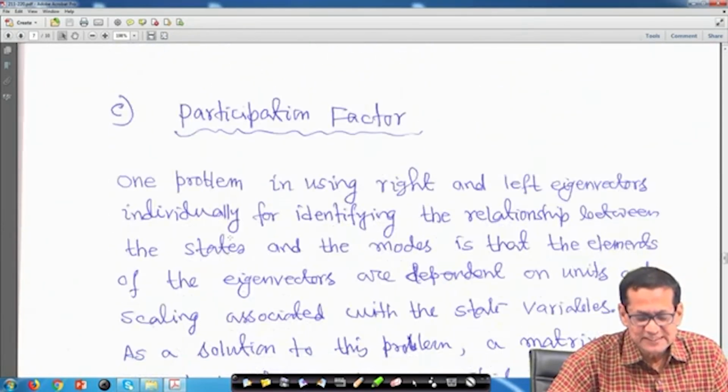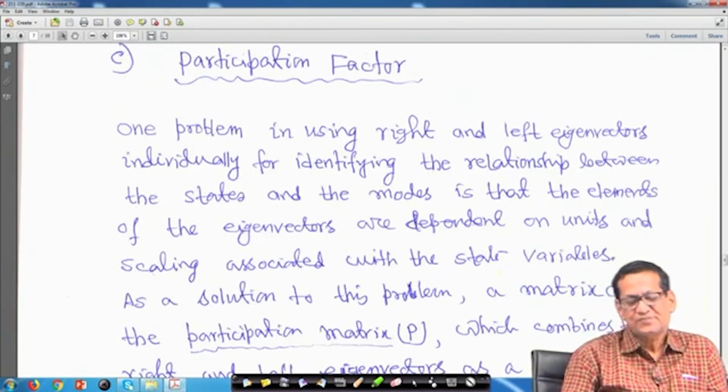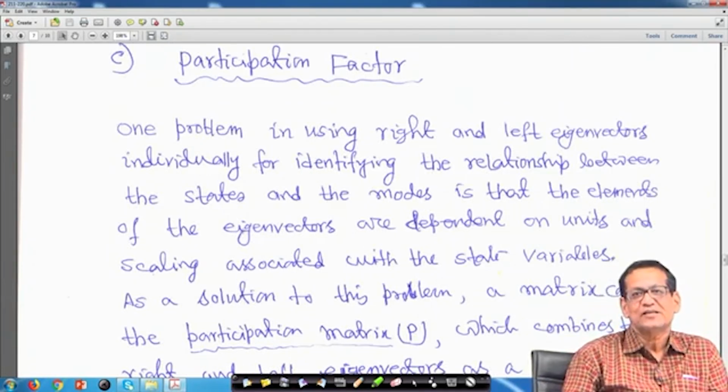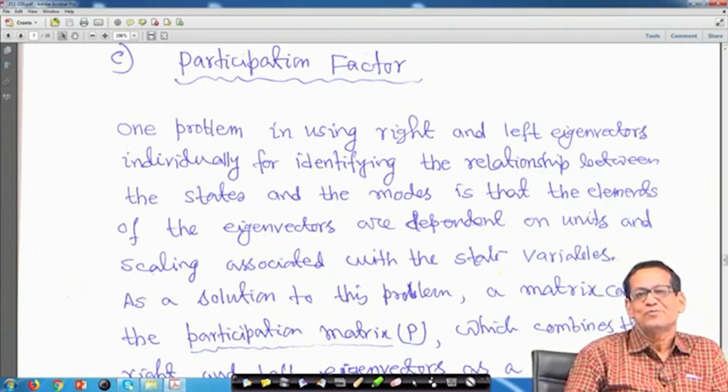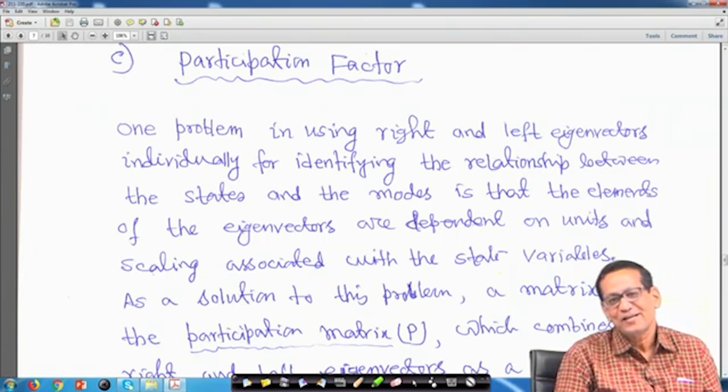Next, the most important thing, regarding participation factor. At the end we will see a couple more problems, and I will elaborately take a separate discussion after making this derivation, and we will take one more example. Again we will come back to participation factor in another form, such that there should not be any confusion in your mind.